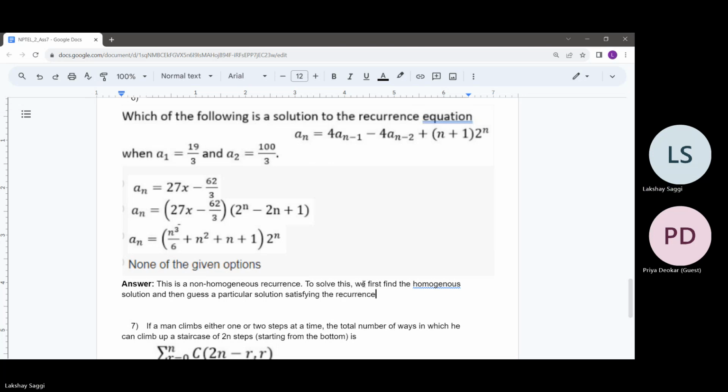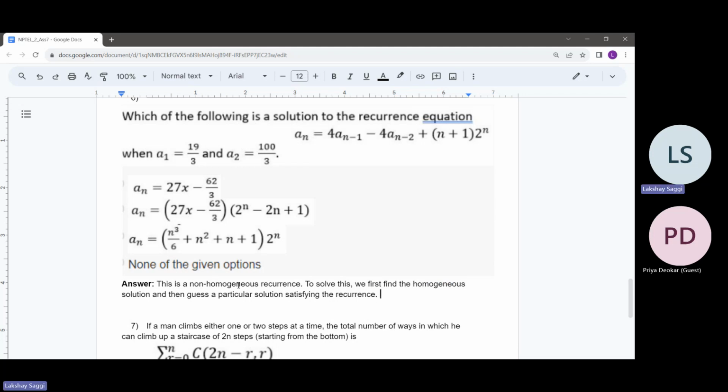For this, I'll also recommend checking out the lectures because there are a lot of cases. If the recurrence relation is of this form, then how do we proceed? If the recurrence relation is some other form, then how do we proceed, and so on. I'll only be covering this recurrence relation, but there are some other forms also. So you will need to check out the lectures where we solve the non-homogeneous recurrence relations, to understand how we proceed in general for all possible cases.